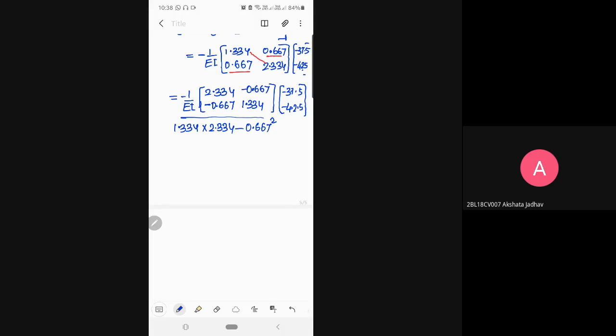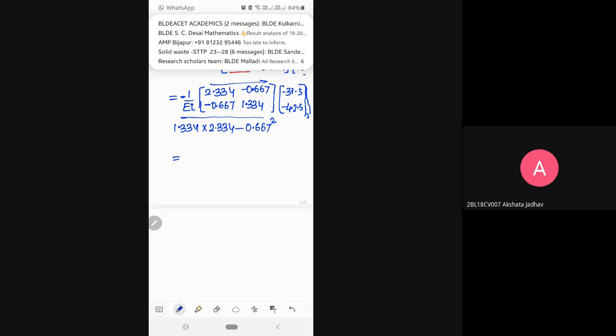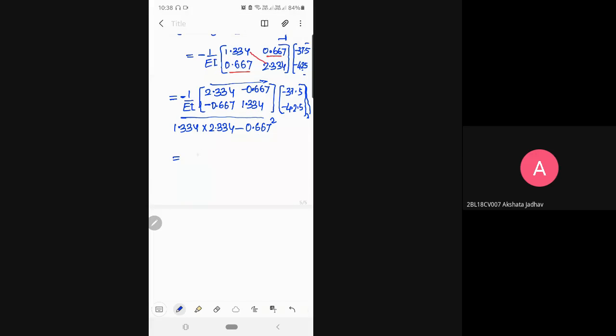Clear? But don't forget to have this minus sign. Clear? I have seen students neglecting this minus sign. So there is a minus sign here. Now simplify this. Clear? How to multiply two matrices? This into this. Right? Divided by the determinant. So if you take that, you'll get the answer as 22.184, 11.88, 1 divided by EI. You can practice this, 1 divided by EI with sign. Clear?